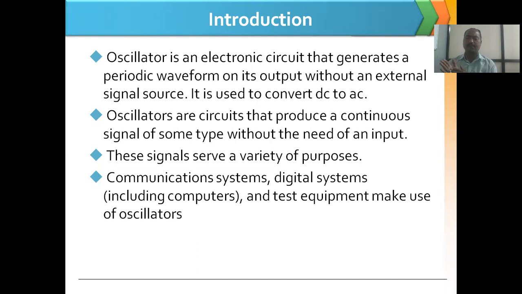These signals serve a variety of purposes, right? So why do we need this, whatever the output of your oscillator? See, in the case of a local oscillator, it is for the purpose of a radio signal. Consider a particular radio station, right? In a radio station, the high frequency signal plus the phase signal should be added and transmitted over a long distance, right? For that high frequency signal, we need the oscillator, right?